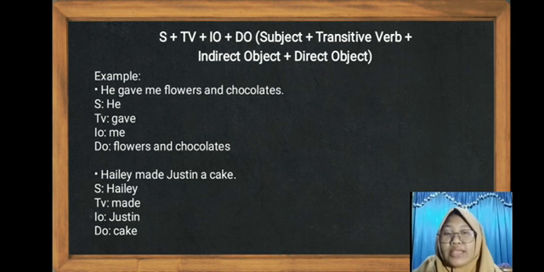Second example, Hailey made Justin a cake. Hailey as a subject, made as a transitive verb, Justin as an indirect object, cake as a direct object. Remember that indirect object is a noun or pronoun receiving the direct object. Example question, who received the cake? The answer is Justin. Indirect object answers the question to whom or for whom. Example question, for whom was the cake made? The answer, Justin. Therefore, Justin is the indirect object in the sentence.